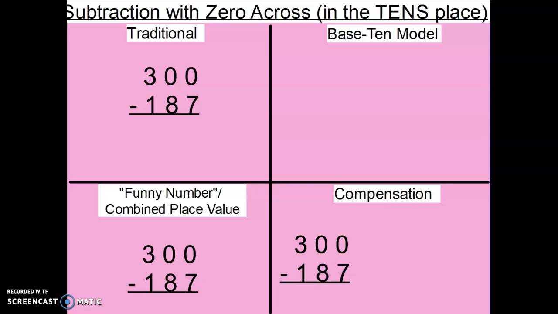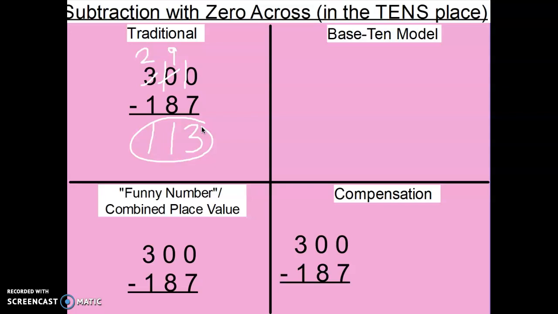I don't have enough ones, so I go to the tens place. However, the tens place is also a 0. So I need to go to my hundreds. I borrow 1 from here. That will become 200, and I add it to my tens place. I still don't have enough to subtract my 7 ones, so I need to borrow 1 from the tens place. Now it becomes 9 tens, and I add the 10 back to the ones place. 10 minus 7 equals 3, 9 minus 8 equals 1, and 2 minus 1 equals 1. The answer is 113.